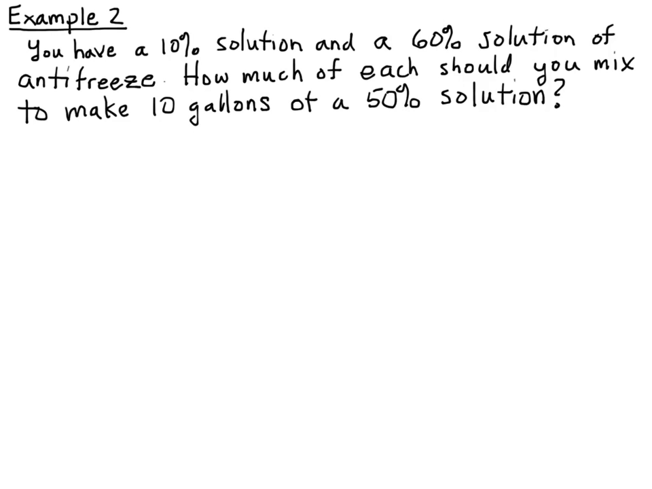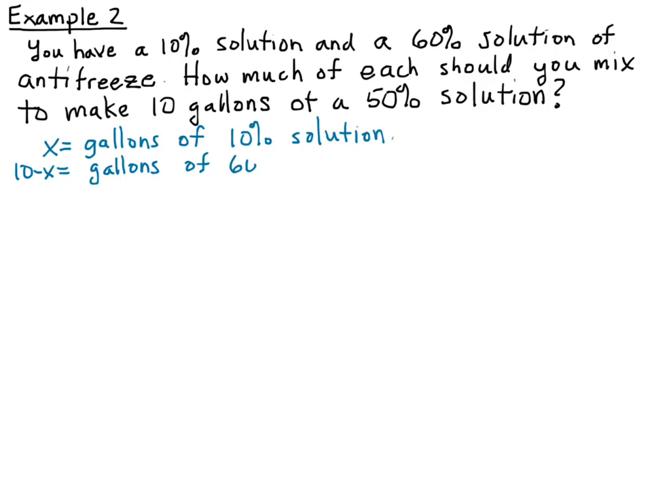And when you know the total of something and you establish the variable for one item, don't make another variable. So here I'm going to say x is the number of gallons of the 10% solution, and then I'm going to say 10 minus x is the gallons of the 60% solution.